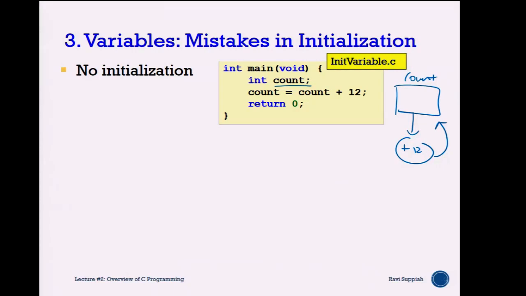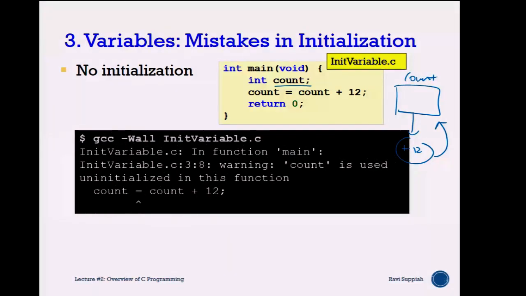But when I compile this, will there be an issue? If I try to compile this code, will there be an issue? Yes or no? It will only show a warning. It will not show as an error because there is no error. Human fault is not computer fault. So this is not considered an error.